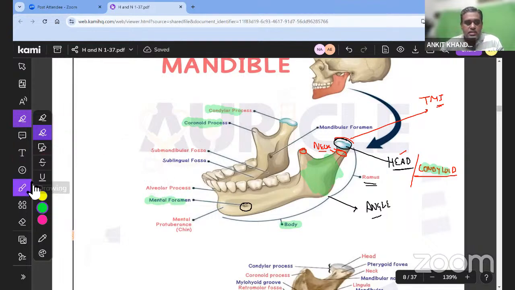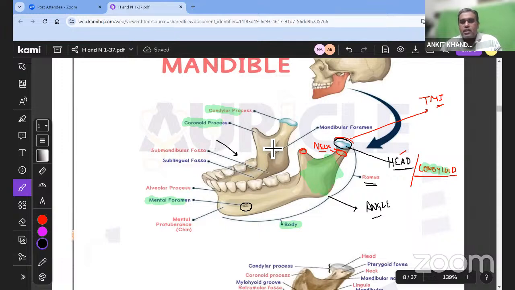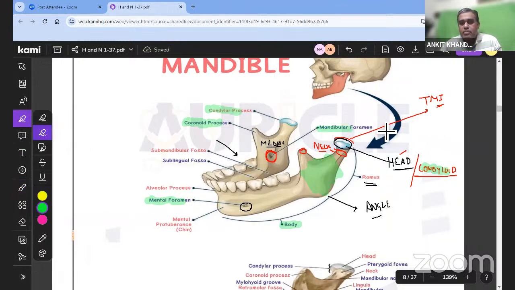Now, if you look on this right side of the mandible, they are showing you the medial side of the mandible. So, medial to the ramus of mandible, I repeat again, is a very important foramen, I'm making a circle over here, known as the mandibular foramen. It is not on the outside, it is on the inner side.